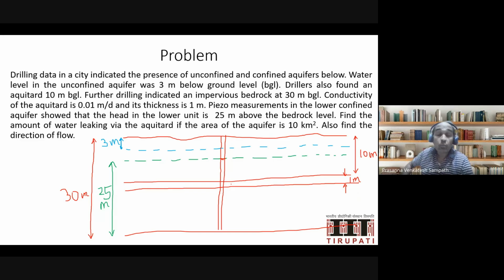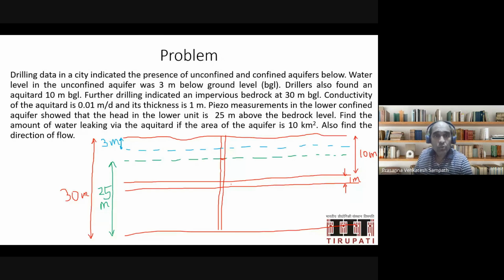Now, what is the piezometric surface denoting? It is denoting the total head. The pressure plus elevation is the piezometric head. In the case of the water table, the pressure is atmospheric and the elevation is the height of the water table itself.